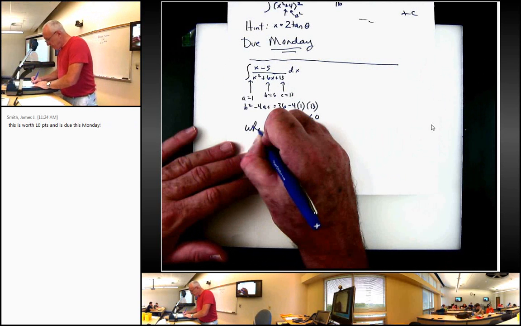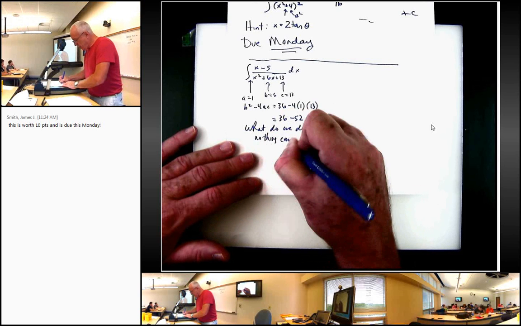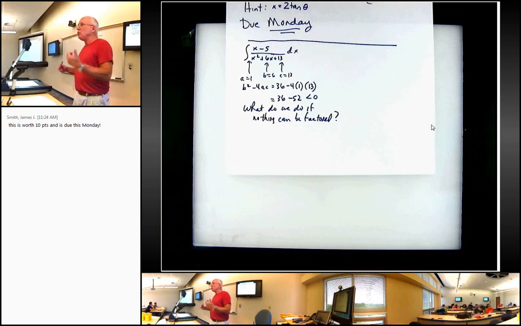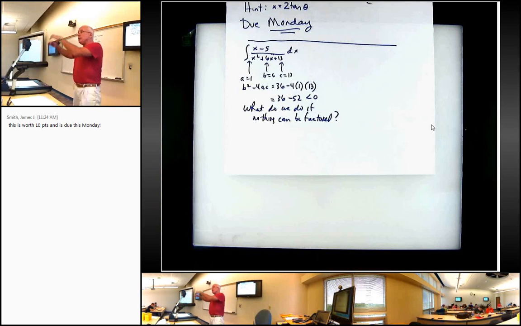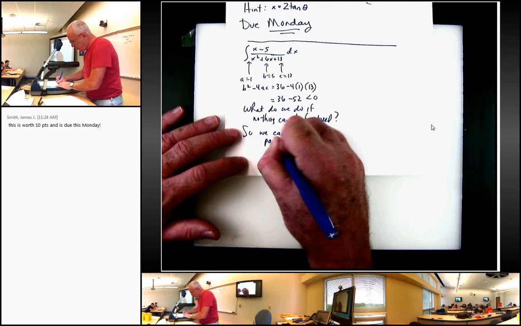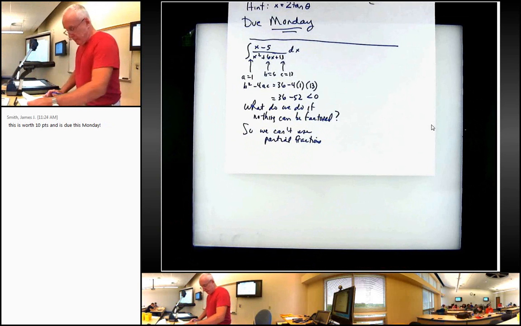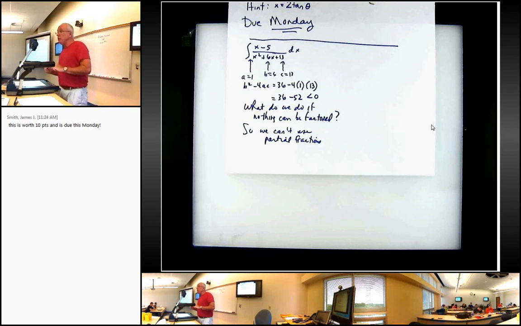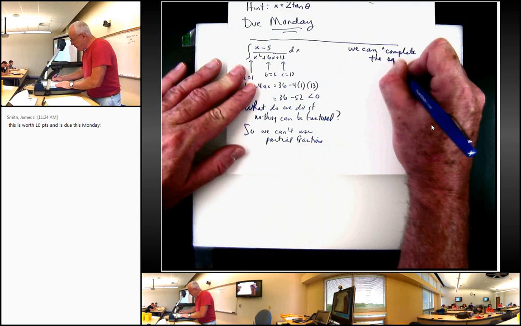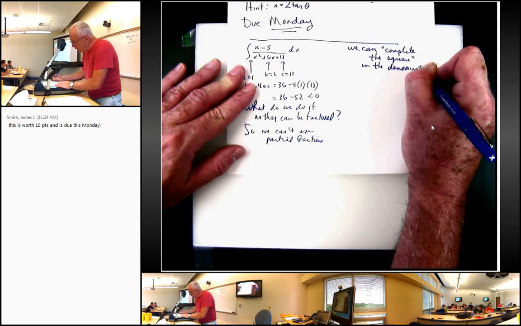So what do we do? When nothing in our denominator can be factored, we can't really use partial fractions. That's all involving things being factored in our denominator. So we can't use partial fractions. But there is something we can do besides yell for help. We can do what's called completing the square. We can complete the square in the denominator, and that will provide us the help that we need.